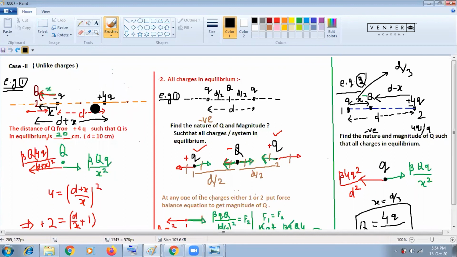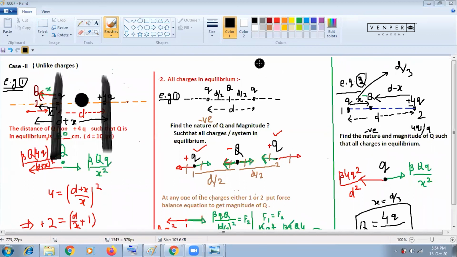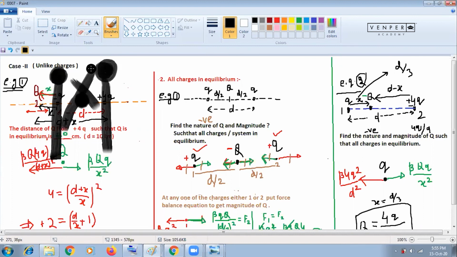Then how to do this? Now you see here what I do. Here it is plus 4q, here it is minus q. If I keep any point inside, between these two, you already have plus 4q on one side and minus q on the other. If in between any point you are taking, then here it cannot be an equilibrium point. So keep that idea in mind.